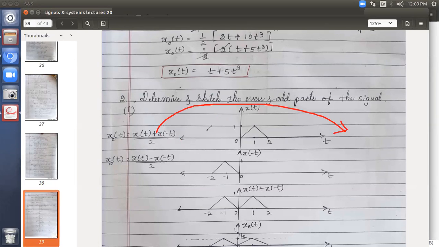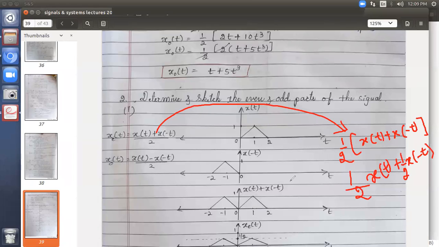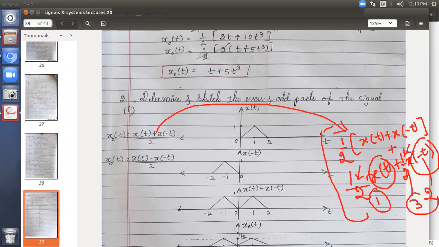Or what you can do, you simply take this equation and expand it. The equation is half of x of t plus x of minus t. This is how it looks now. If you apply this half to both, it will become half of x of t plus half of x of minus t. Most of the textbooks follow this procedure. They take the original signal, divide its amplitude by 2, then take the reflection of the signal, divide the amplitude by 2, and finally add both the signals. So how many operations are there here? This is one operation, then the reflection is one more operation, then dividing is one more operation, finally adding is one more operation. So totally 4 operations are involved.